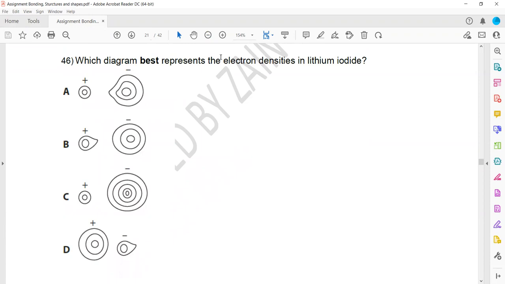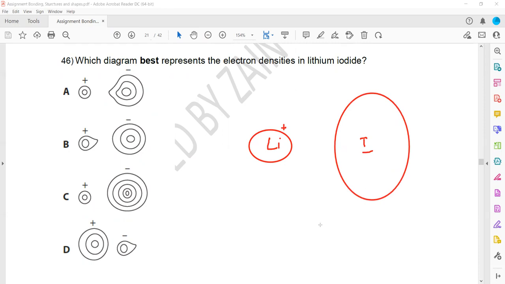Which diagram best represents the electron density in lithium iodide? So lithium is a plus charge, and iodine is -1. Now what will happen?